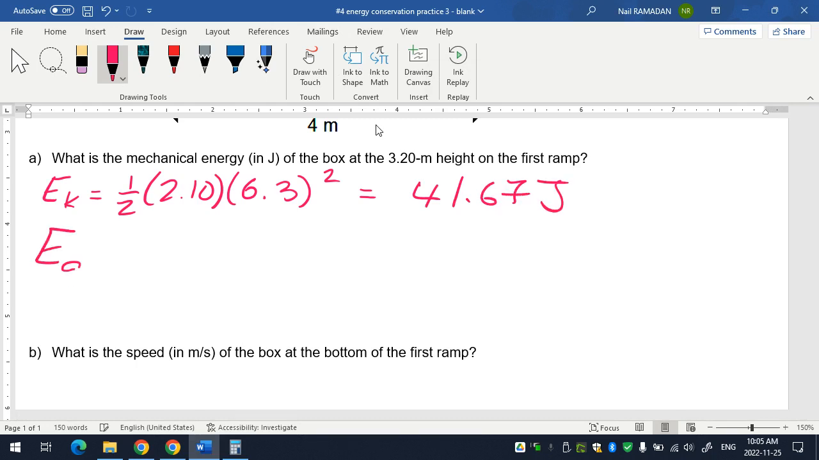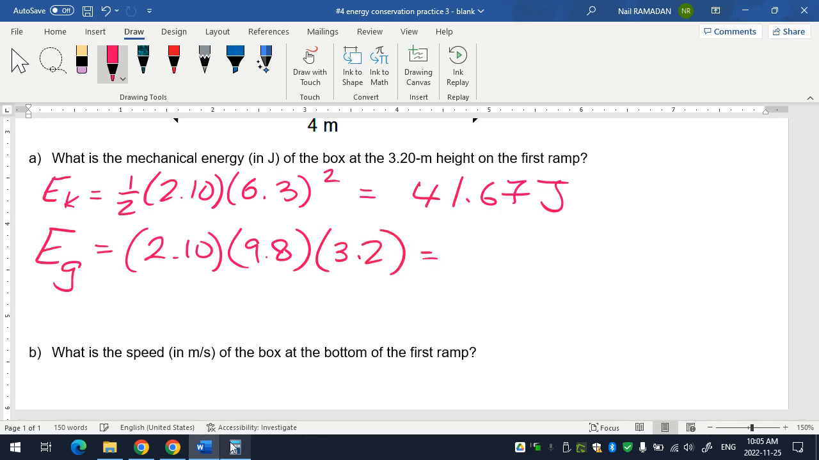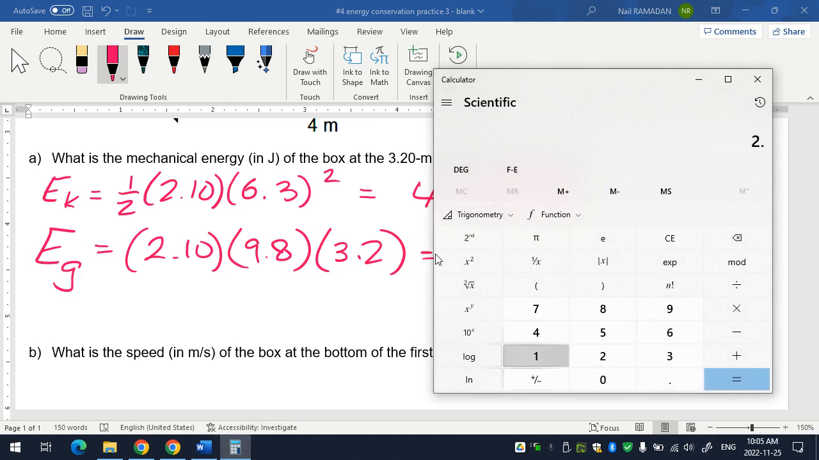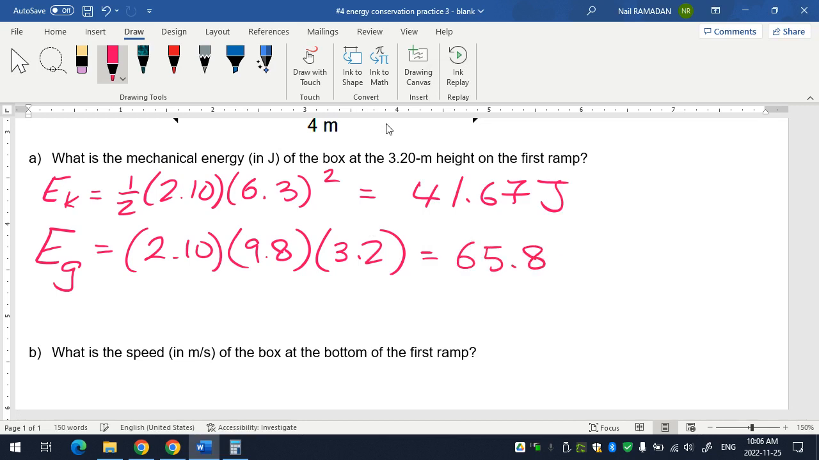How about the EG? M, g. What's h? 3.2. All right. So 2.10 times 9.8 times 3.2. If I stop it at 4 digits, or 2 decimal digits, what would I get? 65.86. 65.86 joules. And finally, my EM equals 41.67 plus 65.86.